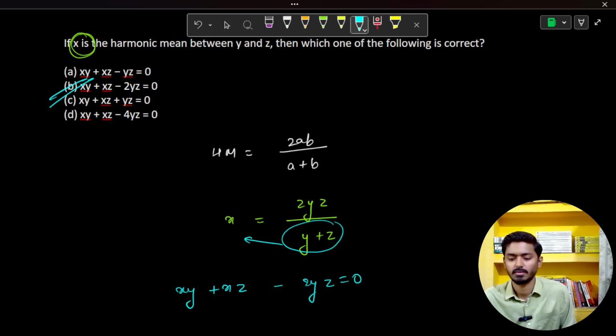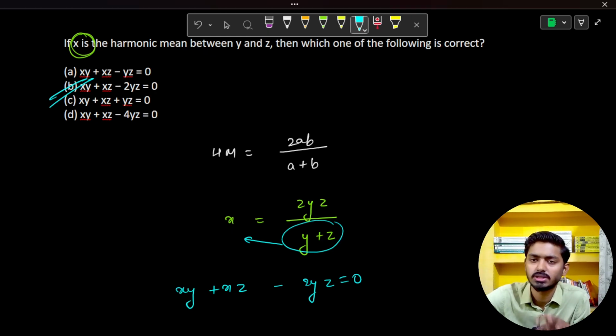Very simple. This was all about harmonic progression, geometric progression, and all the three means.